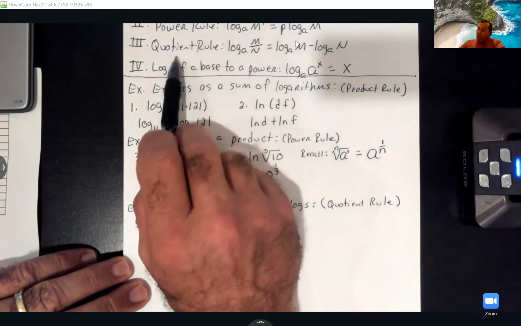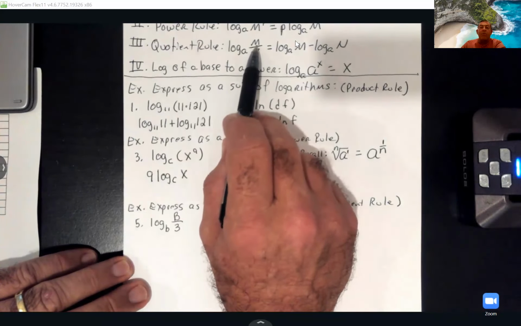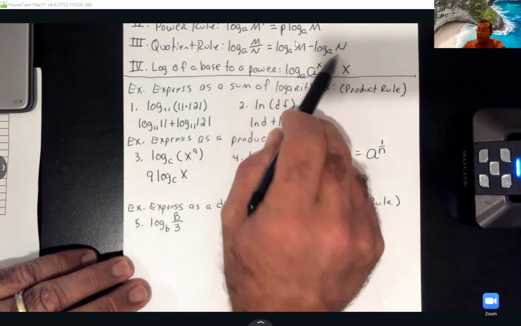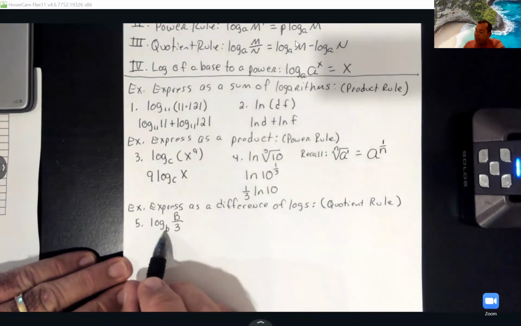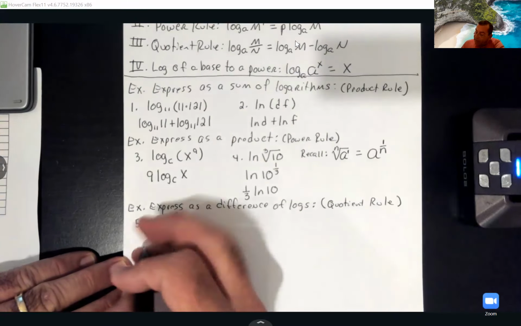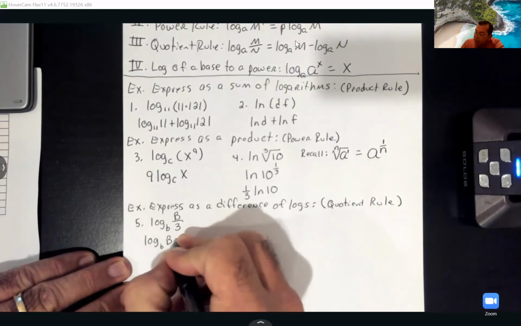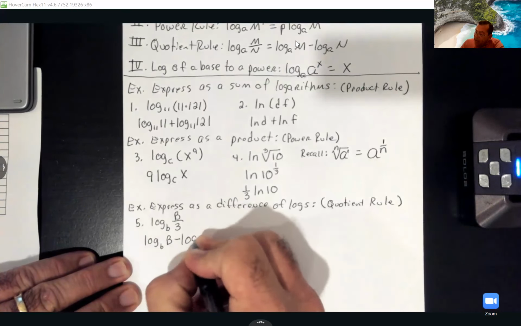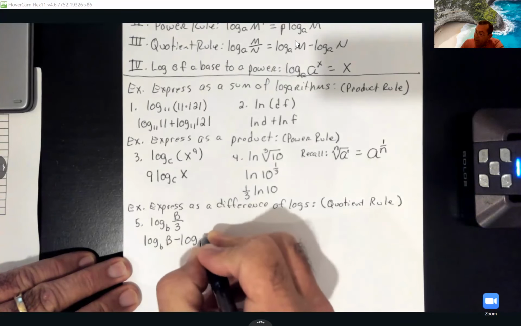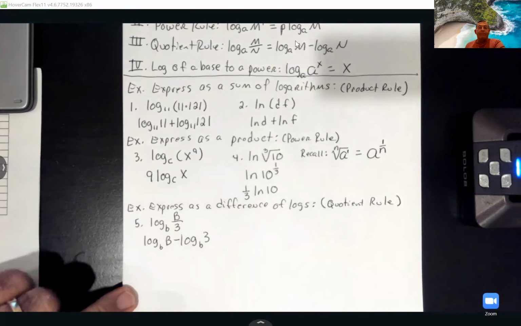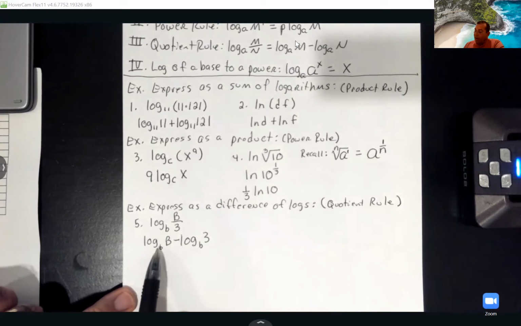So y'all, the quotient rule says it's the factor on top minus the factor on bottom. So I'm going to distribute log base b to both factors. So I get a log base b of B, so log base b of B minus the log base b of 3. All right, so that's written as a difference. So we're done.